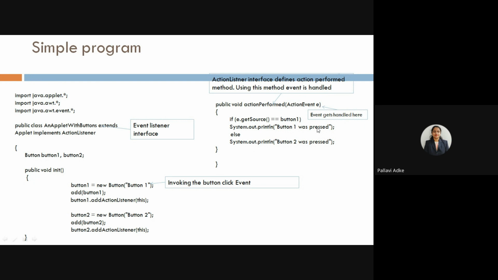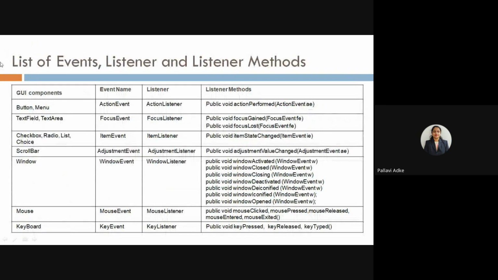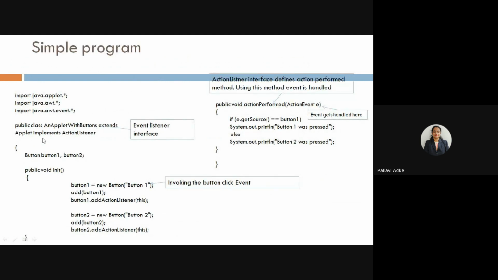Okay, so we have understood that some action has been performed. If it is button 1, then it will say button 1 was pressed. Otherwise, it will say that button 2 was pressed. Is it clear? Okay, I will repeat once again. We are focusing on this button GUI component. The event name is ActionEvent, the listener is ActionListener, and the listener method is actionPerformed. So what will happen over here?